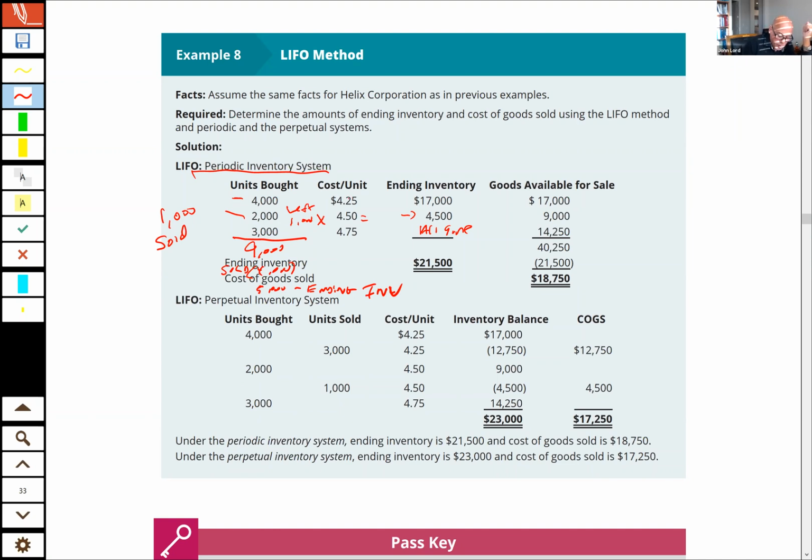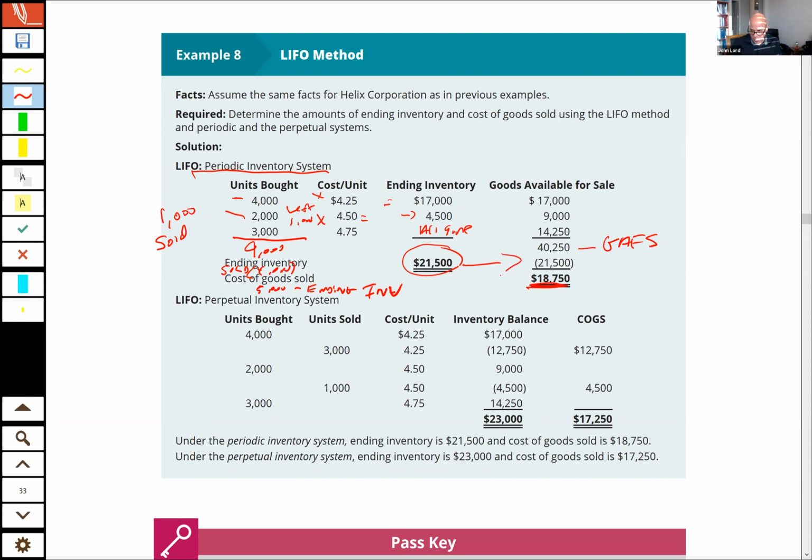And so we go ahead and we extend that out. That gives us the 17,000 for batch 1 and the 4,500 for batch 2, which gives me 21,500 as my ending inventory. My cost of goods sold is the same goods available for sale, minus that ending inventory, which gives me cost of goods sold of 18,750.